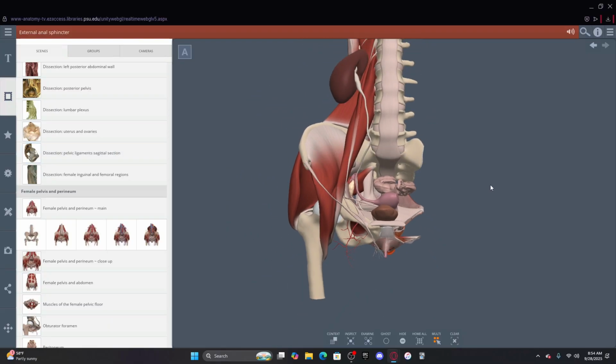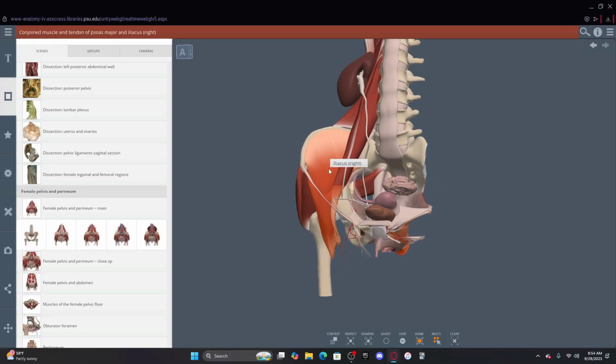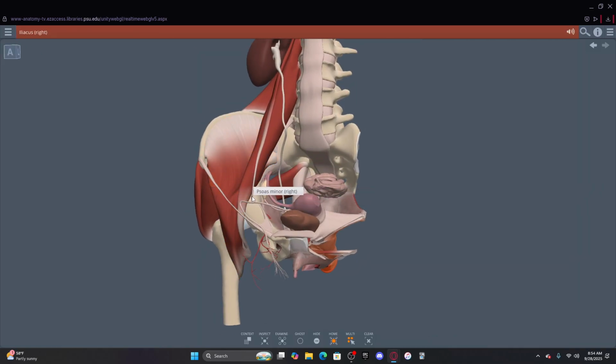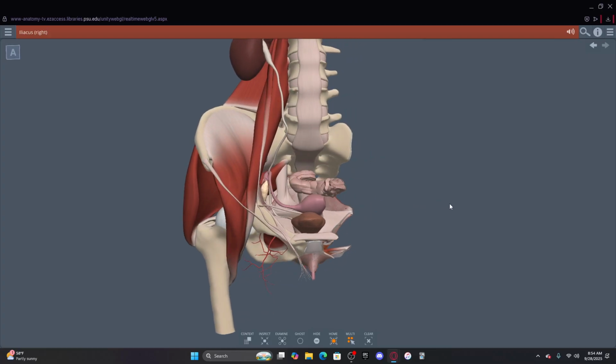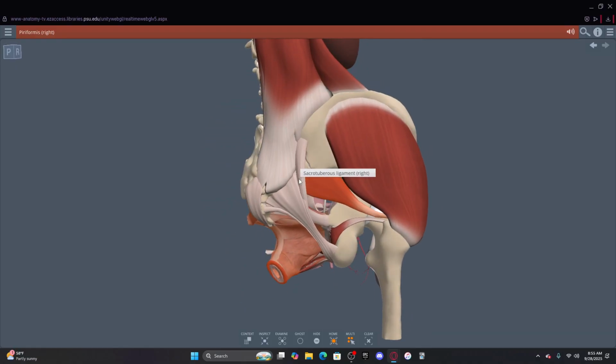But the next muscles that we'll look at are iliacus, right? Iliacus, this muscle right on top of the ilium. You see this muscle right here, it's iliacus. And then going through the greater sciatic notch, we have piriformis. I'm gonna flip it over to the posterior just for us to be able to see that better. That is piriformis. Right, so I flip it over here, we see greater sciatic notch, piriformis.